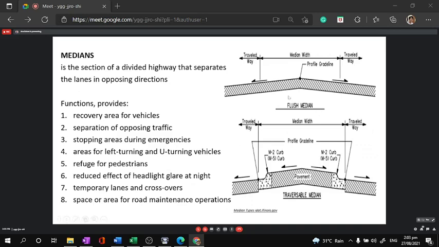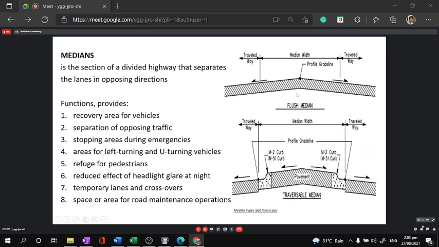So medians are divided into two types. You have the flush median and the traversable median. Flush median is really flush because it will slope down on each side of the lane. Its purpose is to drain water or snow to the side so that it will be directed towards the drainage. So you call it flush because it will slide down towards the outside of the travel lane, protecting your pavement when it rains, no?